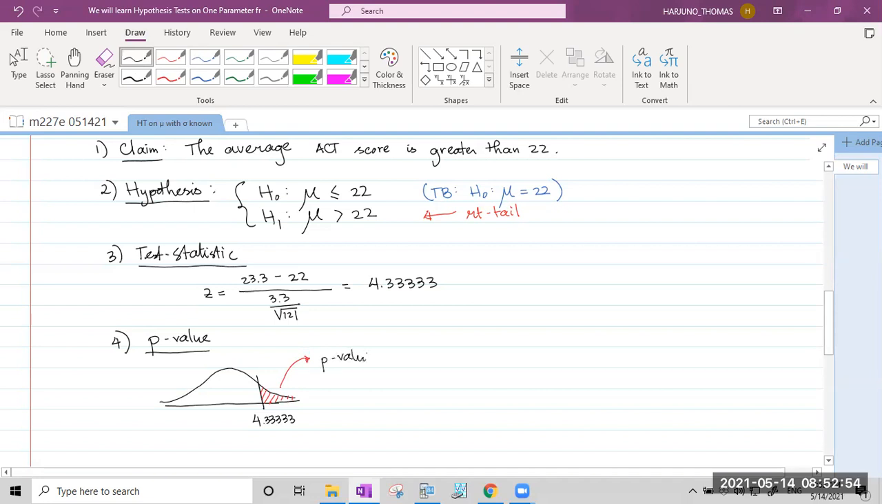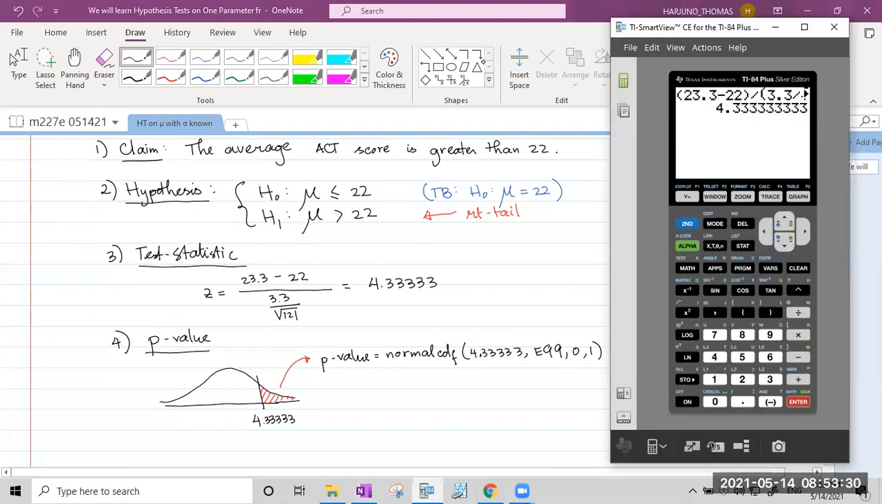P-value is normal CDF from 4.33333 up to E99. Yeah, too bad we don't have that much time. Okay, I can teach you a lot of things about this, how to type it. Okay, I can show you right now.